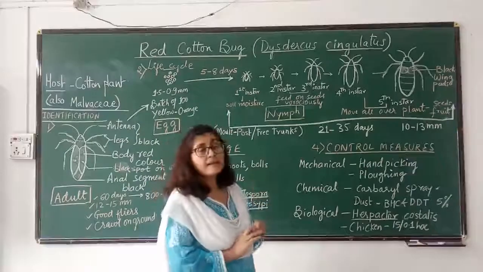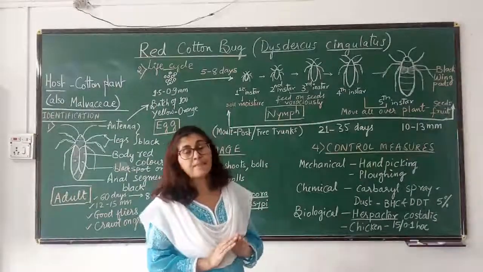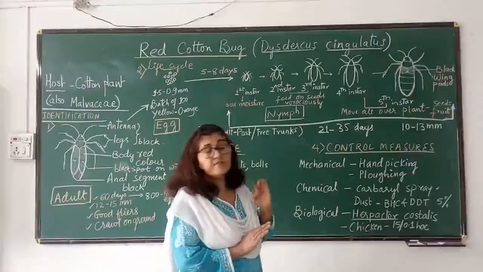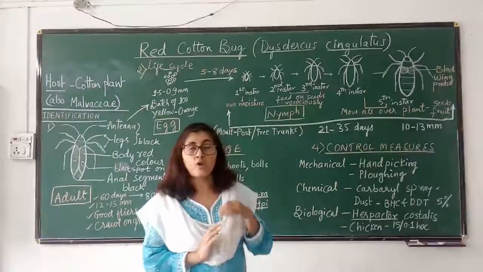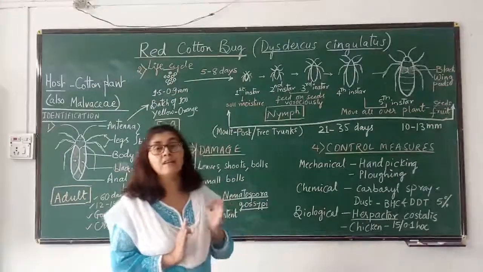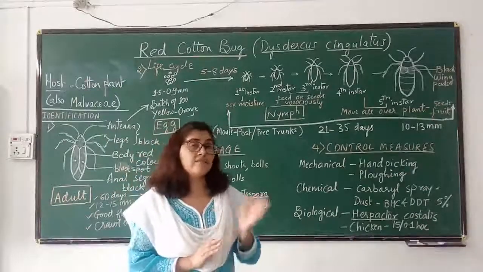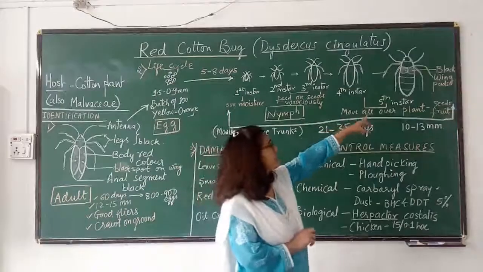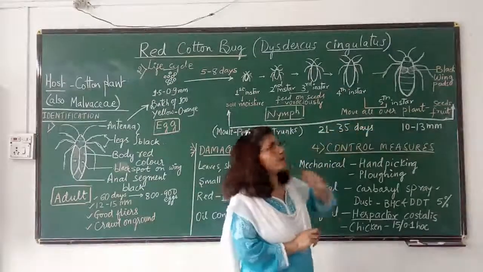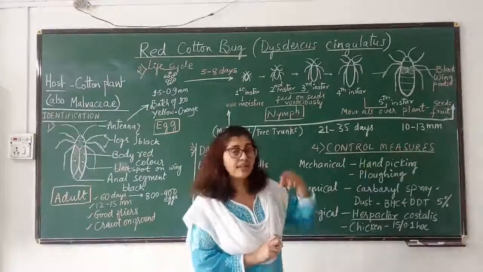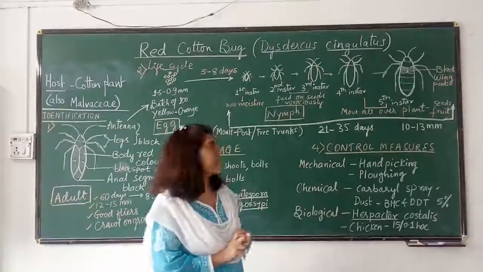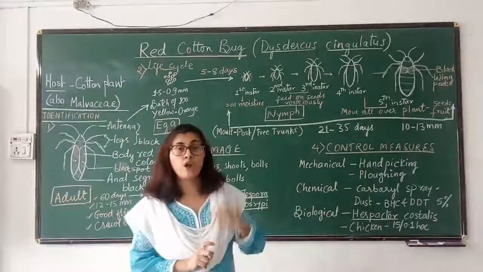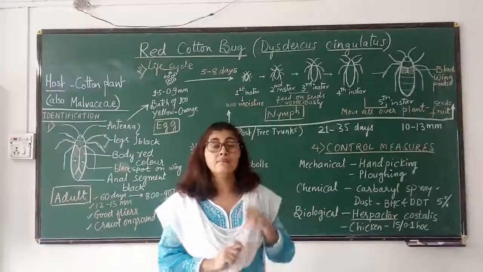The fifth instar nymph is the last instar, after which it metamorphoses into the adult. The nymph looks like the adult with the only difference that it does not have wings. Adults have wings, nymphs do not have wings. The fifth instar nymph has small black wing pads which will later on form the wings. The size of the fifth instar nymph is 10 to 13 millimeter, almost equivalent to that of the adult.